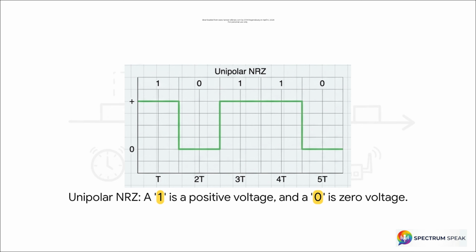This diagram right here perfectly shows the unipolar rule in action. Let's trace the data stream together. 1, 0, 1, 1, 0. You see the signal goes high for that first 1, then it drops flat to the 0 line for the 0. Then it pops back high for those two consecutive 1s, and finally returns to 0 for the last 0. See? Super clean, super simple.